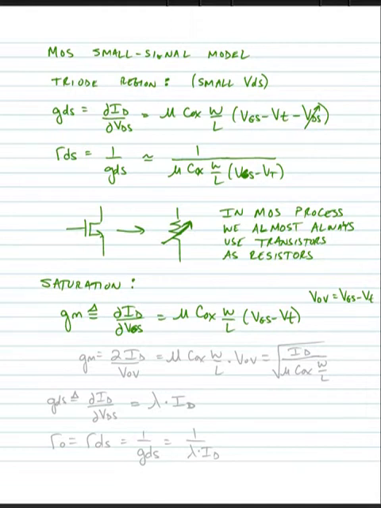So actually, we can write three different expressions for GM. One is GM is equal to 2 times ID divided by VOV. The other is GM is equal to mu times COX times W over L times VOV. And a third expression is GM is equal to the square root of 2 times ID times mu times COX times W over L.